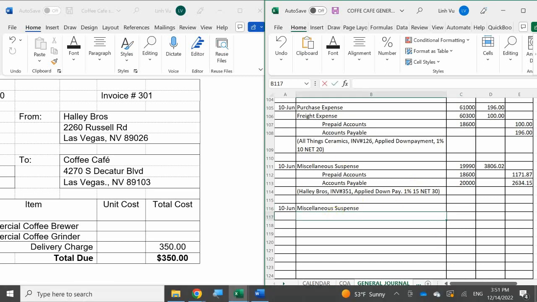Okay. So in this case, yes, we're going to be cutting a check for the delivery services. So again, miscellaneous is $19,990. Check is $10,100. And you're going to be cutting it for the total of $350.